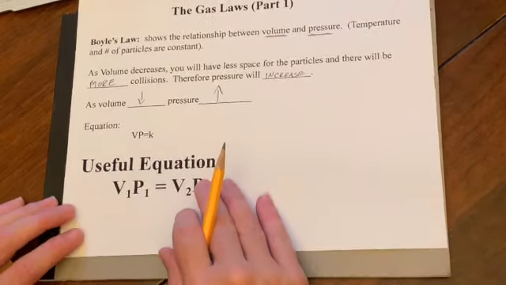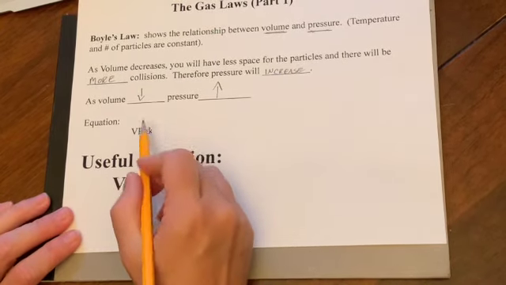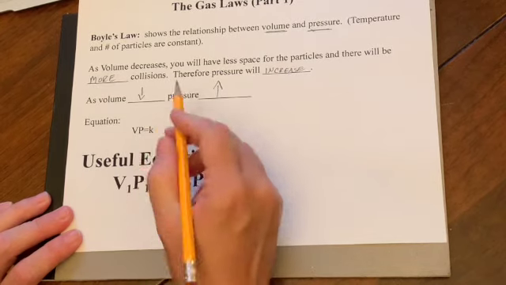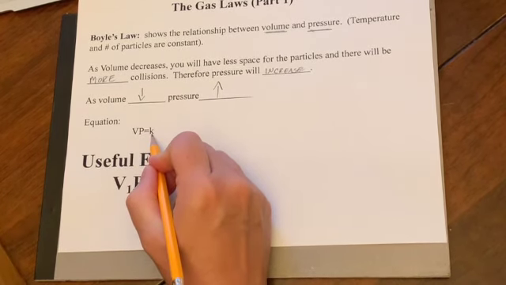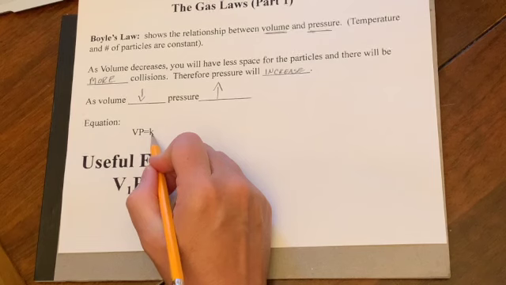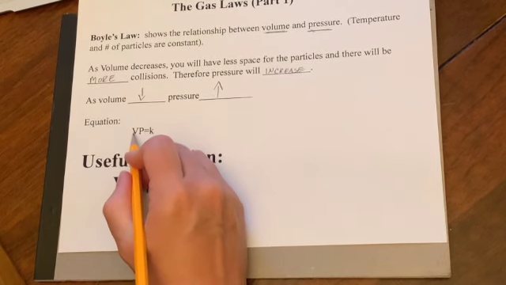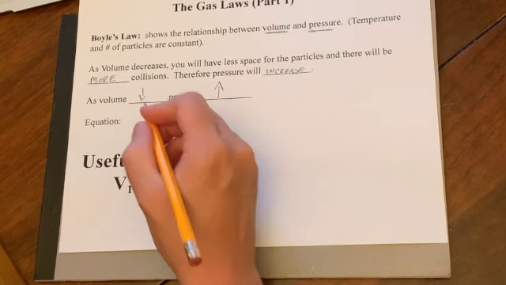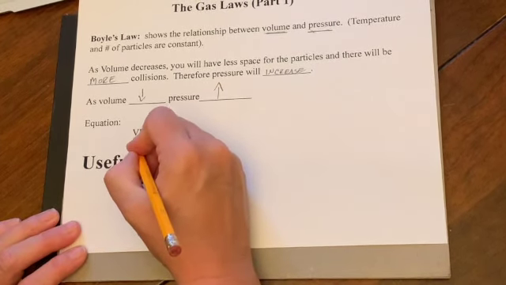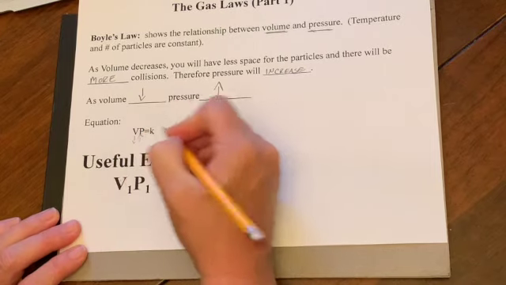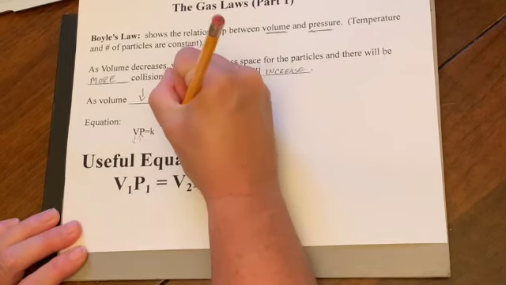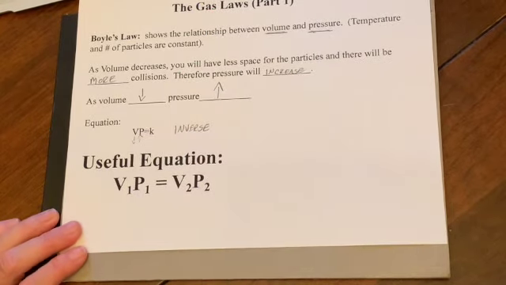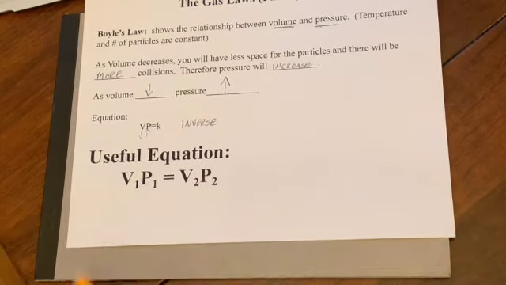Now, there's a couple ways that we show this. The first is just to show the mathematical relationship, and this is an inverse relationship. K, the small k, is constant. So if this number is going to be constant, if V goes down, P has to go up, right? It's our basic algebra skills. As one goes one way, the other must go the opposite. So this is an inverse relationship.